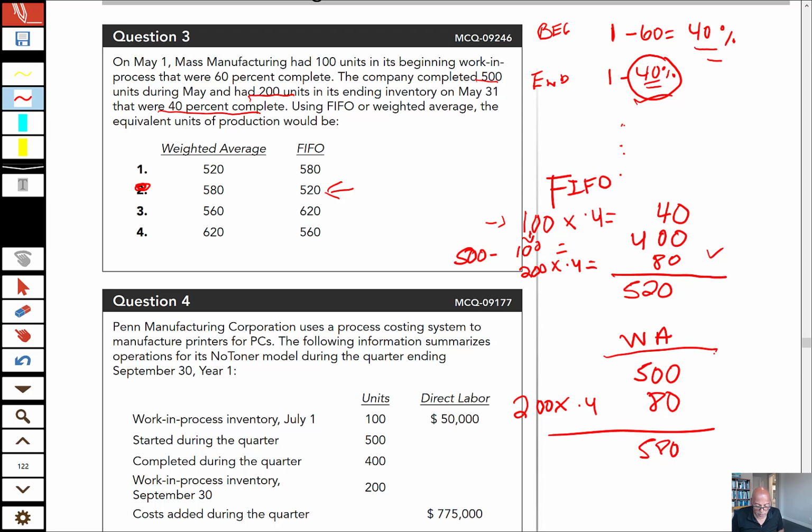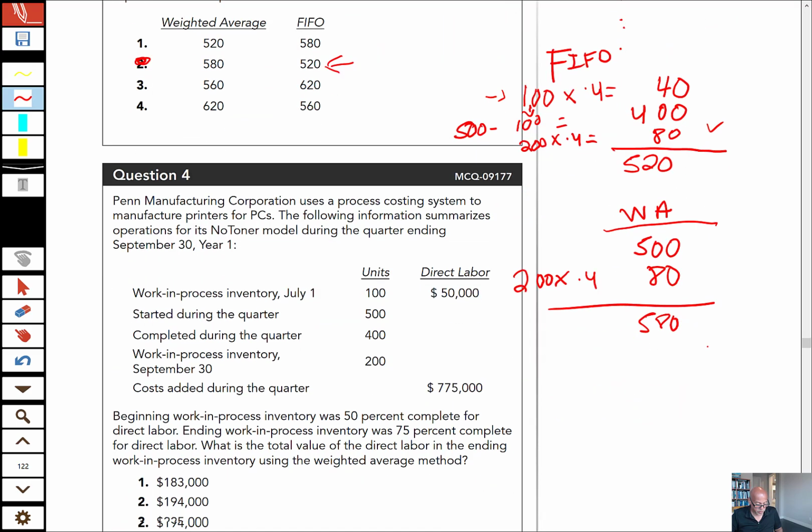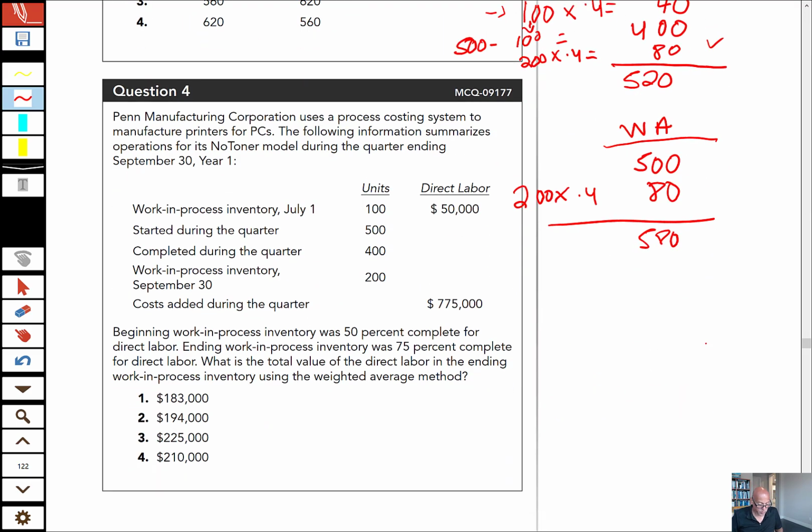Okay, good. All right, now the next question is another equivalent units question, and they basically want what is the total value of the direct labor in the ending work in process inventory using the weighted average method.